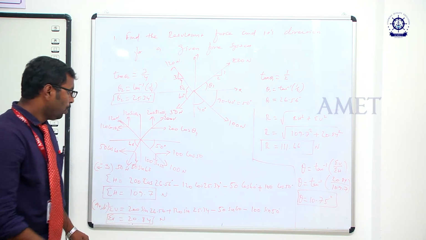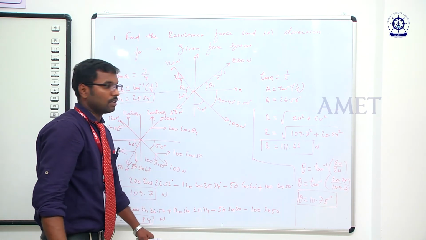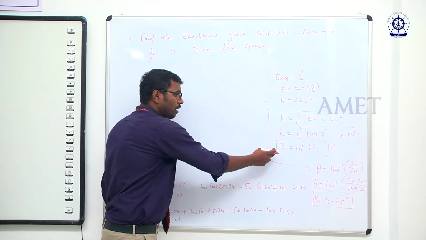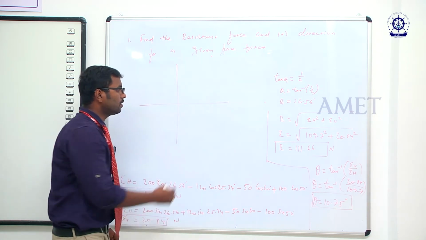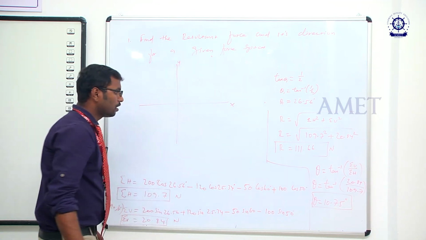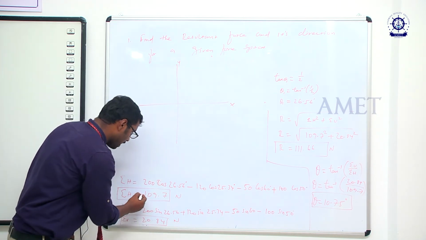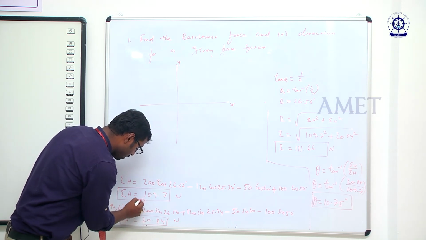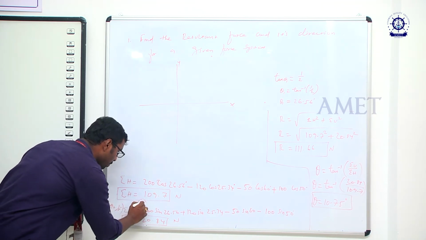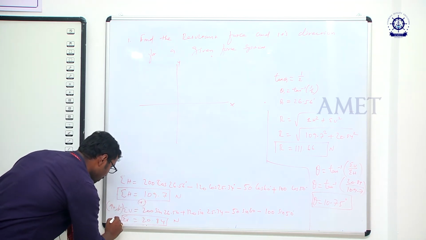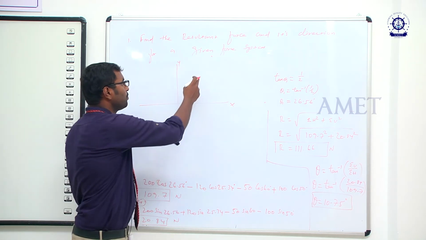Finally, we need to locate this resultant force in this system. For that, first of all, we have to draw the axes, this x axis and y axis. To locate the resultant force, we need to find the sign of the horizontal component and the sign of the vertical component. Here the sign of the horizontal component is positive and the sign of the vertical component is also positive. So positive means we need to locate the resultant force in the first quadrant.